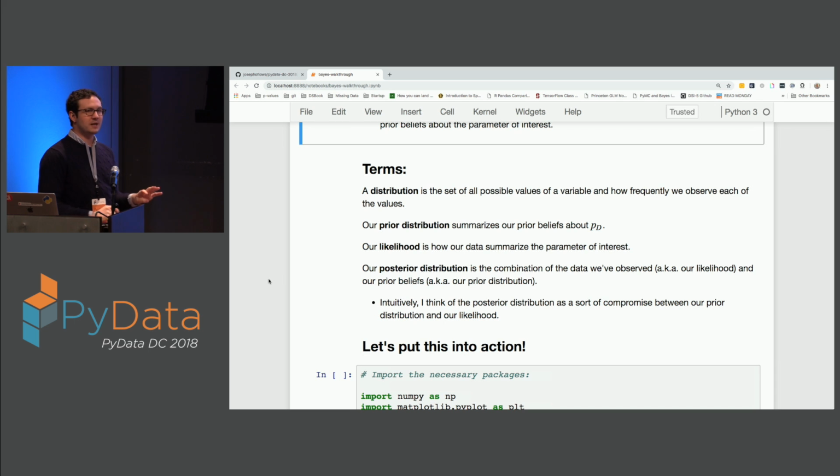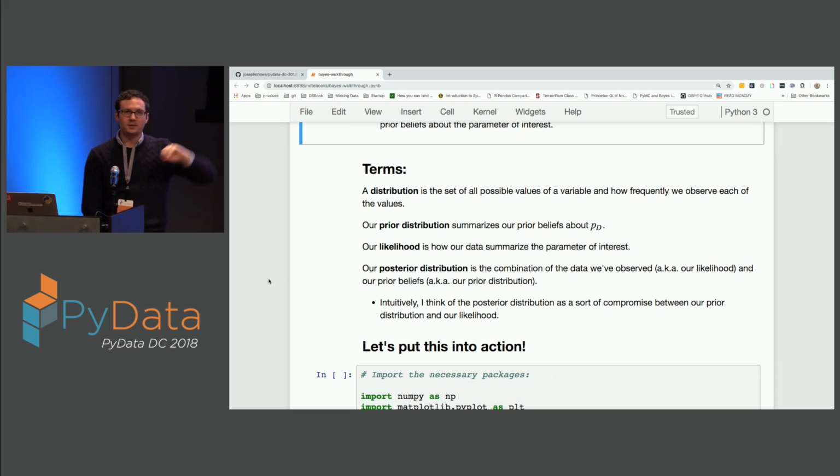So 4 terms that I'm going to use here. Distribution, I've already described this a little bit, but a distribution is the set of all possible values of a variable and how frequently we observe each of those values. So in the context of PD, again, PD is the percent of votes that the Democrat is going to get in the upcoming election. So the distribution for PD will be the set of all possible percentages of votes that the Democrat can get and how frequently we would see each of them. You can visualize that intuitively like a histogram or a bar chart.